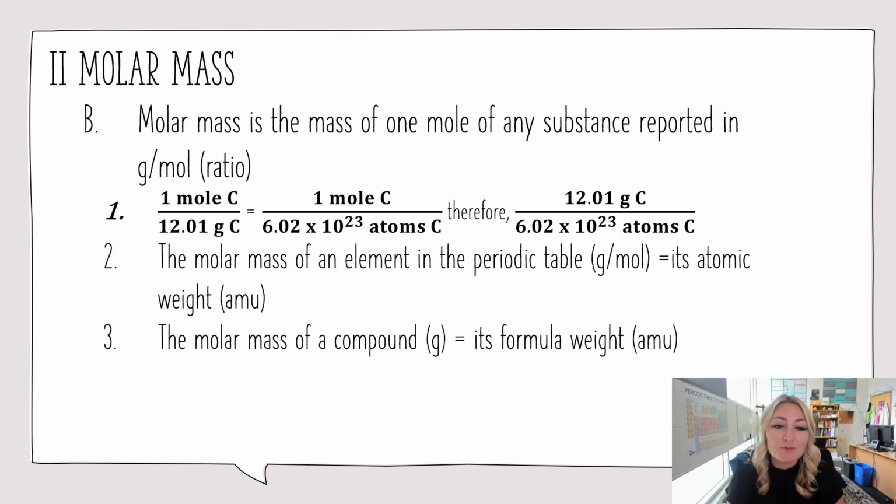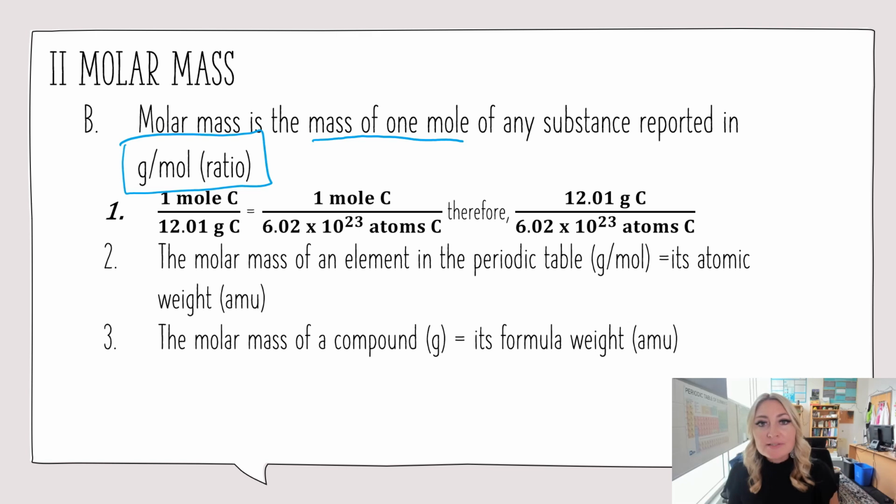A more useful value for us is the molar mass. And the molar mass is the mass of 1 mole of any substance, and we report it in a ratio. And the reason why we like this is because we really like ratios. We can use ratios just like we use conversion factors to divide out 1 unit and leave us with the unit of interest. So again, looking at this idea of conversion factors and ratios, I know that a mole of carbon is equivalent to its mass from the periodic table, 12.01 grams of carbon.